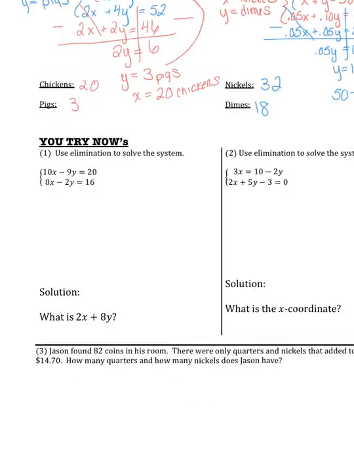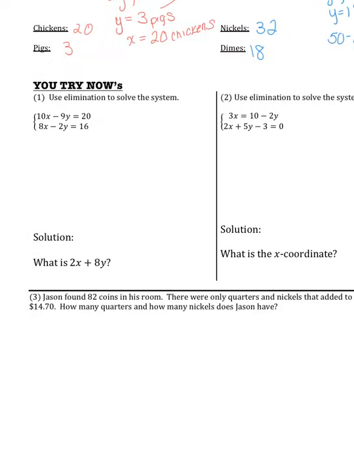So at this time, I want you to do the try nows. So for the first one, I noticed right away that my coefficients are not the same. So obviously 10 and 8 and 9 and 2. And there's nothing I could do to 8 to get 10 or 2 to get 9. So that means I'm going to have to manipulate both of these. So I'm just going to go for changing the x. And so a common multiple of 8 and 10 would be 40. Okay, so I would multiply the top equation by 4 and then the bottom equation by 5.